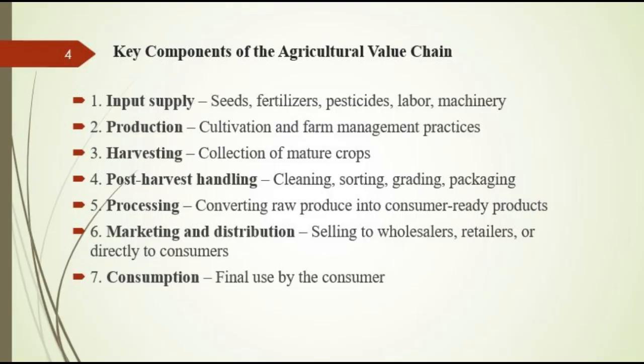Key components of the agricultural value chain. The agricultural value chain has 7 main components. 1. Input supply: seeds, fertilizers, machinery, pesticides, labor, and irrigation equipment. 2. Production: farmers cultivate crops and manage their farms. 3. Harvesting: collecting mature crops at the right time. 4. Post-harvest handling: cleaning, sorting, grading, packaging, and storage.